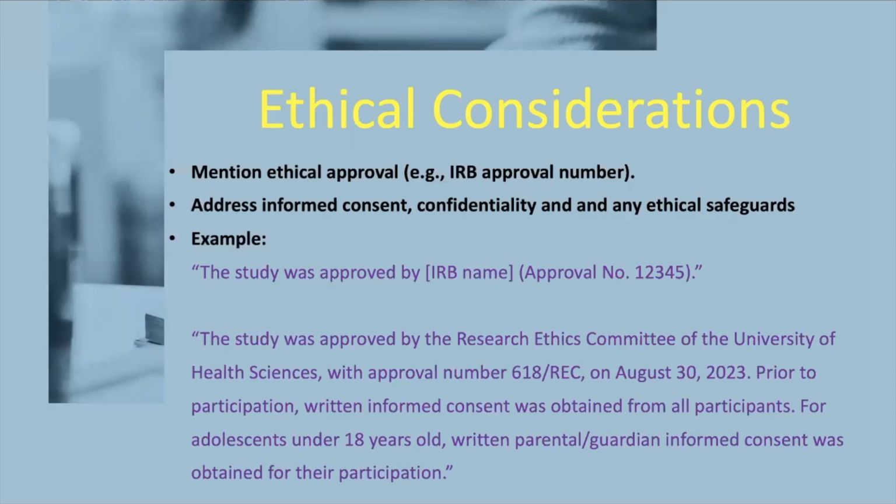Then, talk about informed consent and confidentiality. It's super important that you outline how participants' privacy was protected. You can phrase it like this: "Prior to participation, written informed consent was obtained from all participants. For adolescents under 18 years old, written parental/guardian informed consent was obtained for their participation." This shows you respect your participants' rights, which is absolutely vital in research.